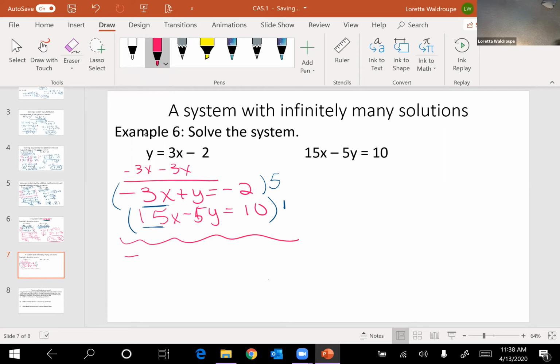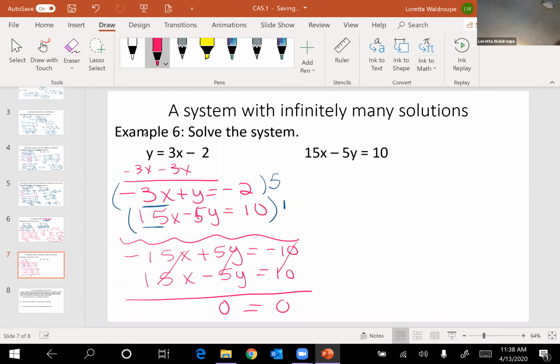So I have negative 15x plus 5y equals negative 10, and 15x minus 5y equals a positive 10. You see that everything cancels, so 0 equals 0. If everything cancels and what's left is true, you have an infinite number of solutions.